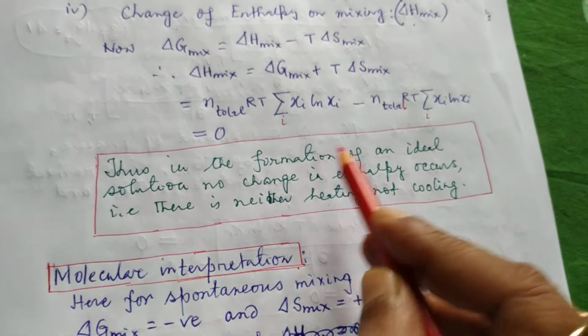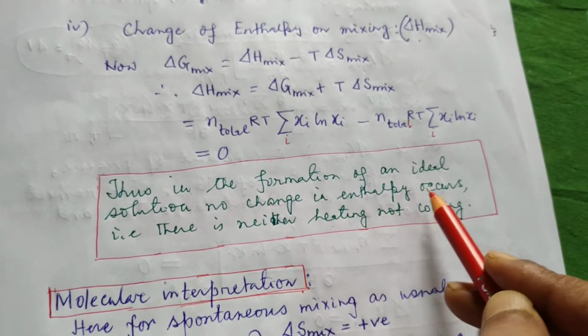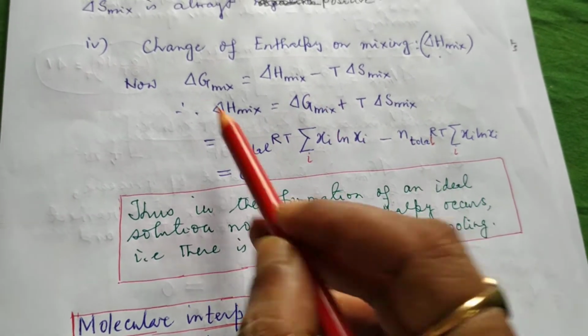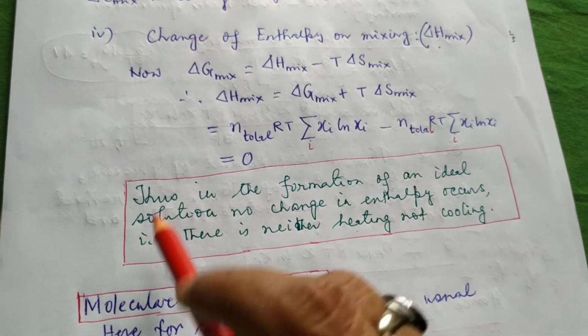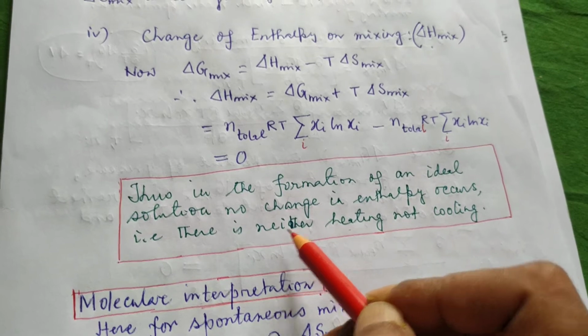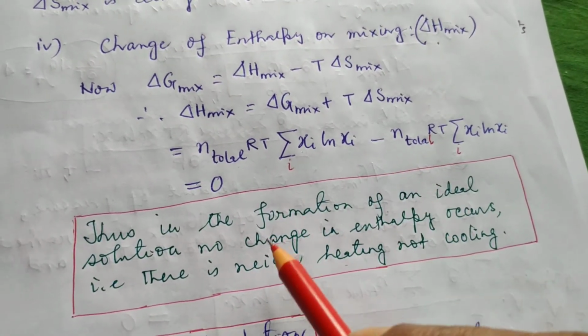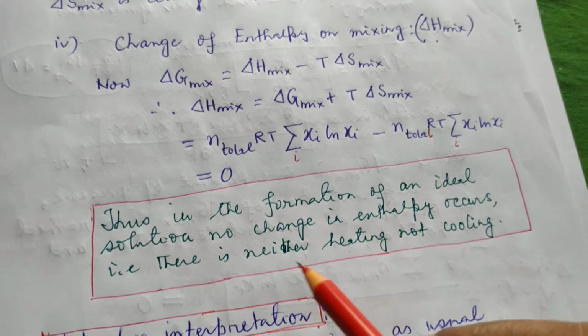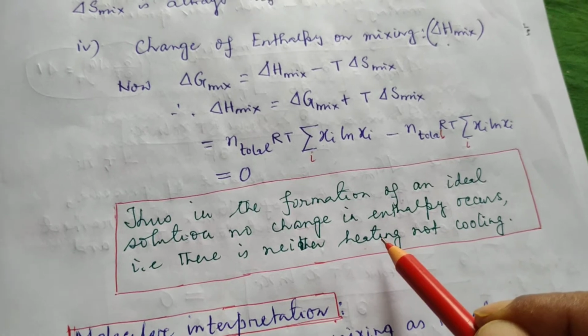Thus, in the formation of an ideal solution, no change in enthalpy occurs. So change in enthalpy equals 0. That is, there is neither heating nor cooling. So ΔH mix equal to 0 means there is neither heating nor cooling when an ideal binary solution is formed.